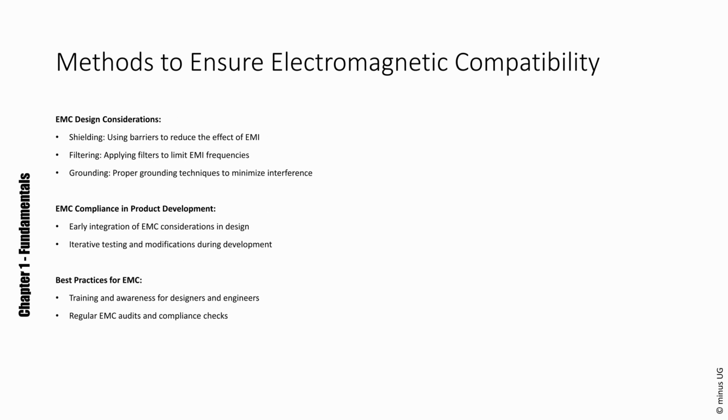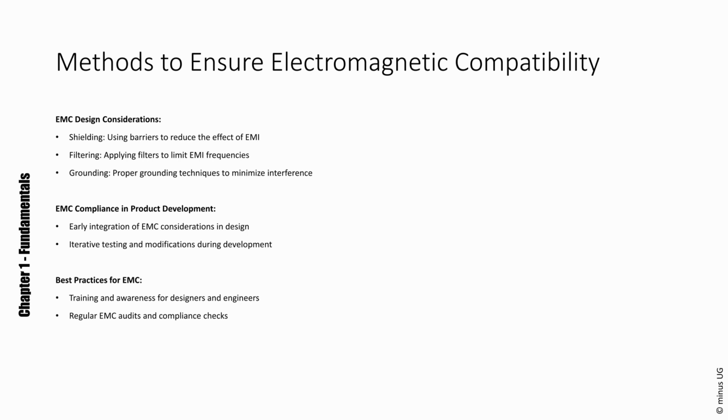EMC design considerations. In the realm of electromagnetic compatibility, EMC, key design considerations play a pivotal role in mitigating electromagnetic interference, EMI. Shielding involves the use of barriers, such as metallic enclosures or coatings, to attenuate electromagnetic fields and protect sensitive components from external EMI.